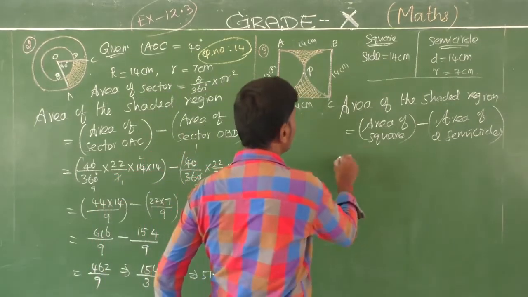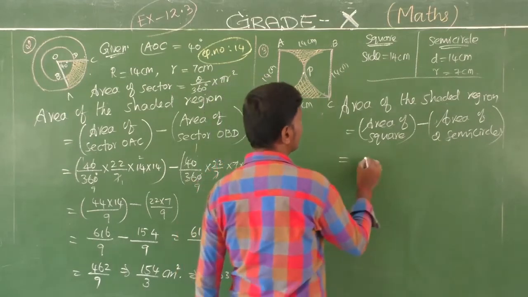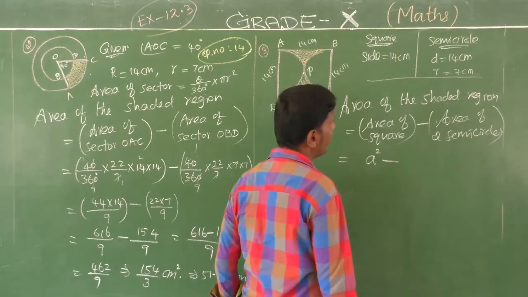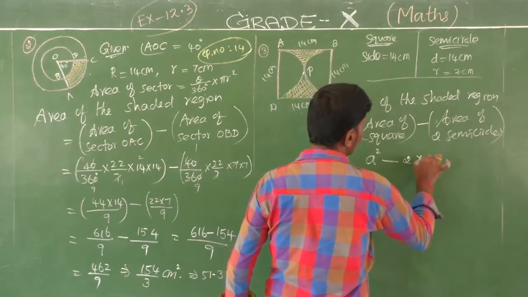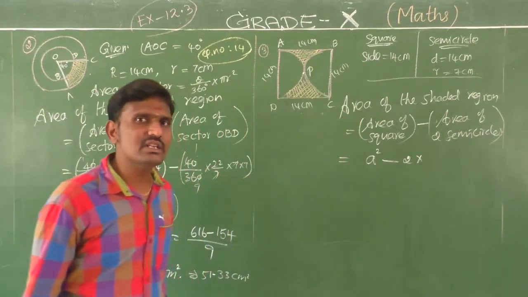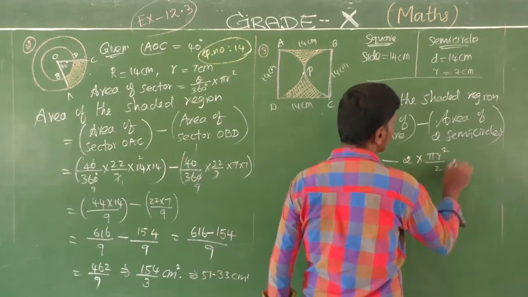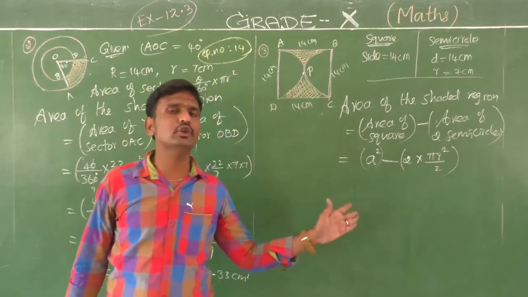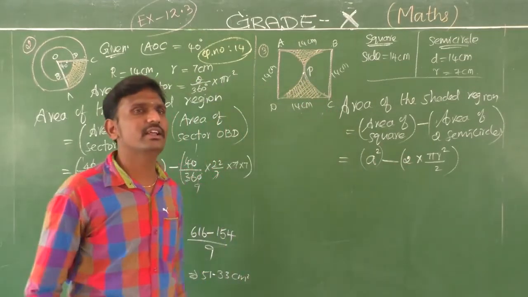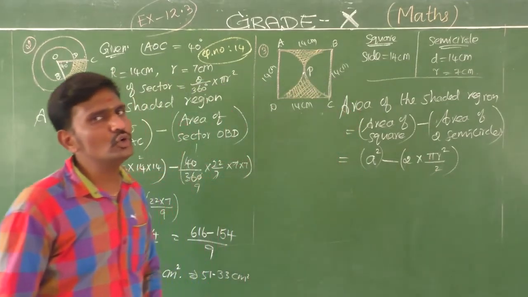Okay. Now area of the square equals side into side. Do you know the formula? Side into side, that is a square, minus 2 into area of a semicircle, which is 1 by 2 pi r square, or pi r square by 2. Why are you multiplying by 2? Because you have 2 semicircles. So for that also, the 2s cancel on both.